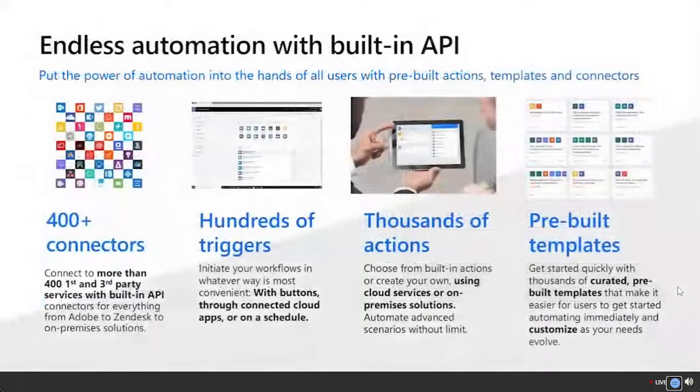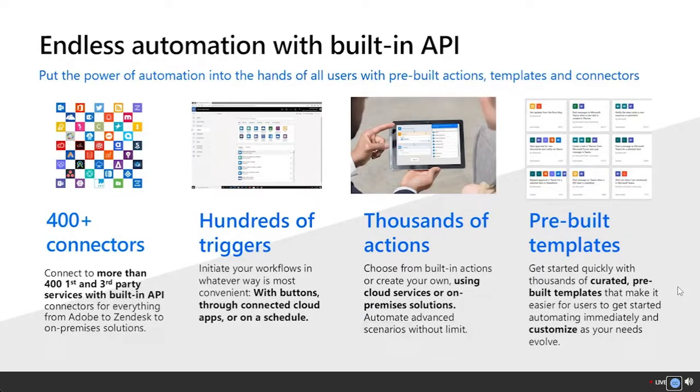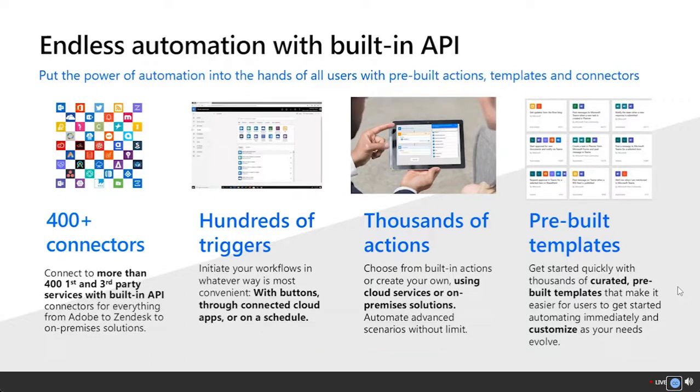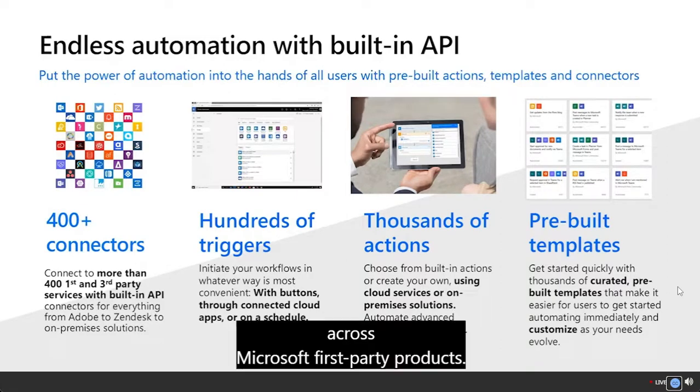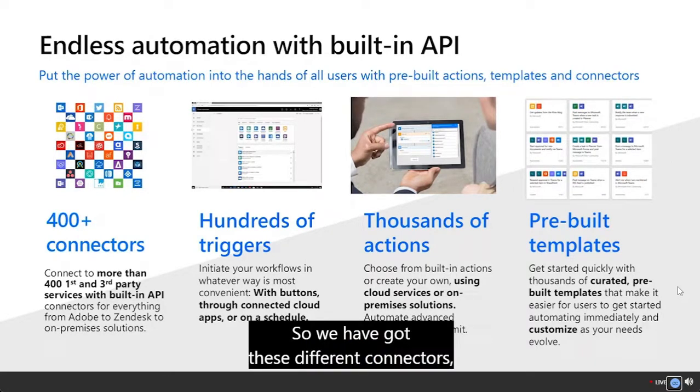With the digital process automation capabilities of Power Automate, you can connect to over 400 APIs using hundreds of triggers to automate thousands of actions. You can create very advanced custom scenarios, or start from a multitude of curated templates in only a few clicks. So you can automate tasks across Microsoft first party products, and also there are a lot of third party products. You have got Adobe and you have got Zendesk, and there are so many other third party products you can connect to. So we have got these different connectors.